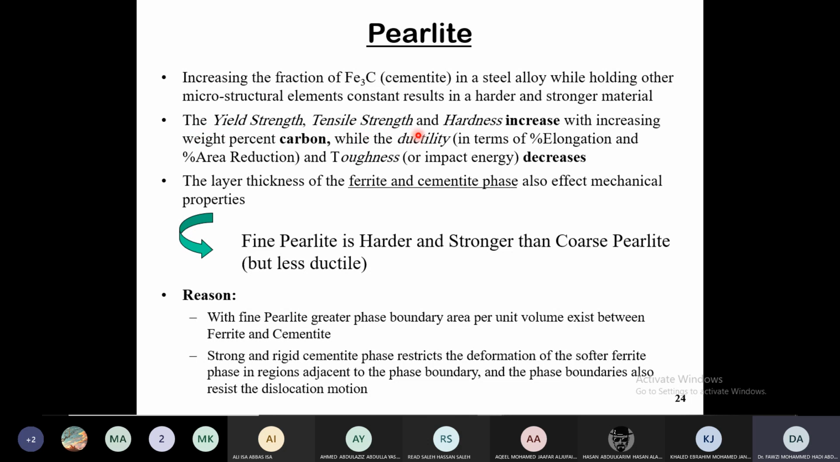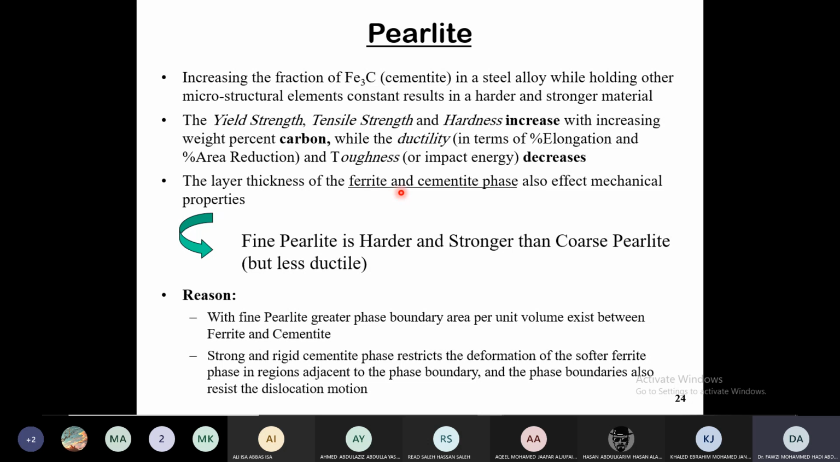The yield strength, tensile strength, and hardness increase with increasing percentage carbon, which means also the percentage of the cementite, because all that carbon goes into the development of the cementite. While the ductility, in terms of percent elongation and percent reduction in area, and toughness as well, which relies on the ductility, decreases in the material because of addition of that brittle, high strength cementite phase.